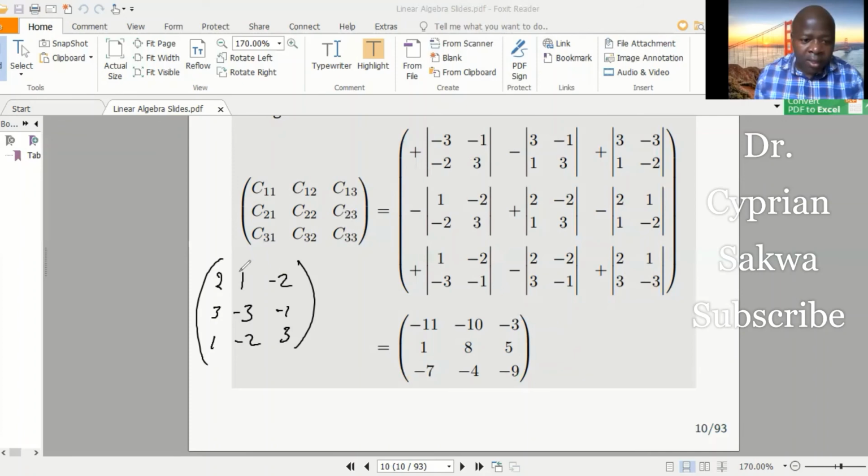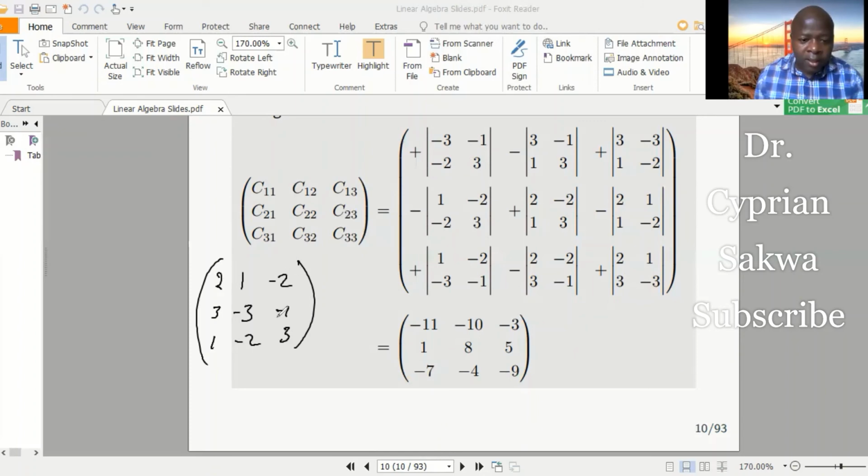Now we are in this position. Delete the row and the column. We are left with 3, 1, negative 1, 3. The next sign is positive. We are here. Delete this row and that column.